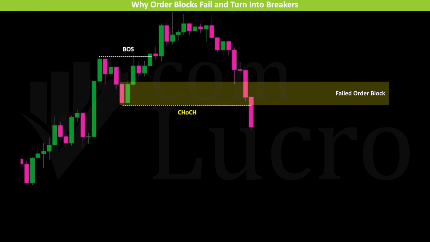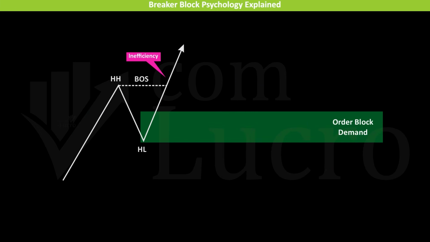When a valid demand order block fails to reject the price and the market breaks through it to the downside, it turns into a supply level known as a breaker block. In this situation, we expect the price to reject that zone and continue pushing lower. Now, let us look at the psychology behind the breaker block and understand how it works.